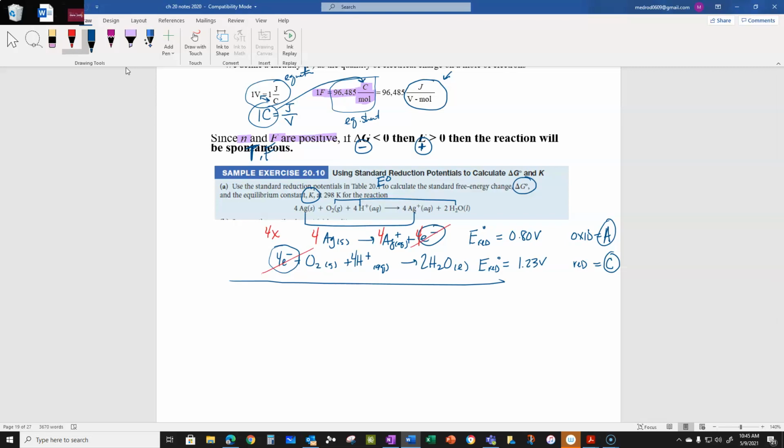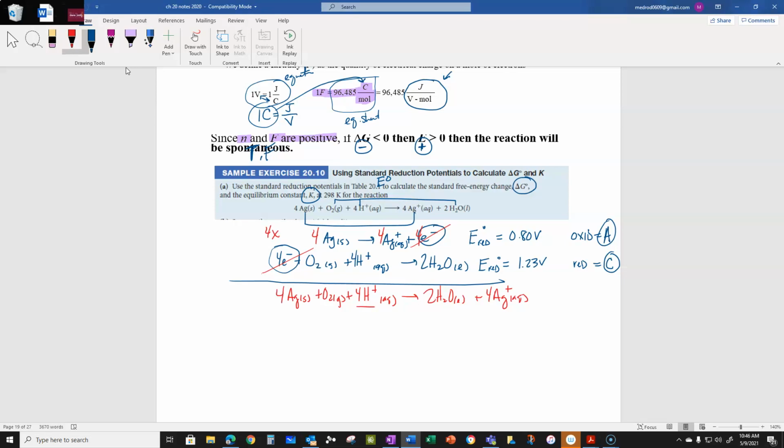So when I bring these two together, I got my silver, I got my oxygen gas, my 4 hydrogens, and I got my 2 waters, and I got my 4 Ag+. And I want to make sure my equation's balanced because we are good AP students and we're going to make sure everything's balanced. My 4 silvers on both sides, my 4 hydrogens on both sides, my 2 oxygens, and my charges.